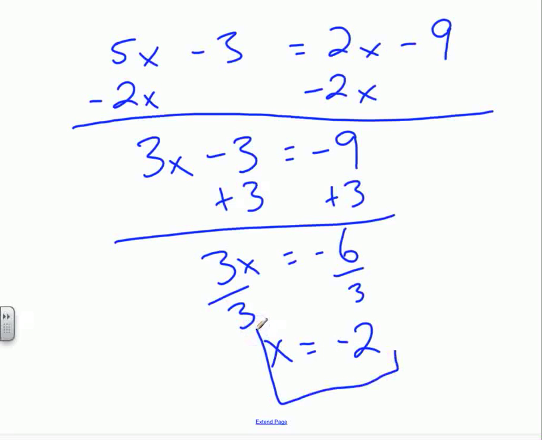And that's my answer. Once again, I can plug -2 into the equation. -2 times 5 is -10. Minus 3 is -13. 2 times -2 is -4. Minus 9 is also -13. So I know both of those work. I got the correct answer. All right. Let's look at one more.